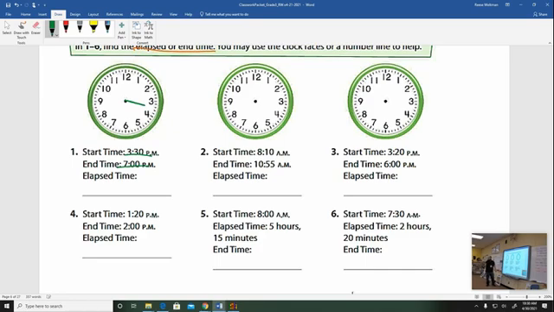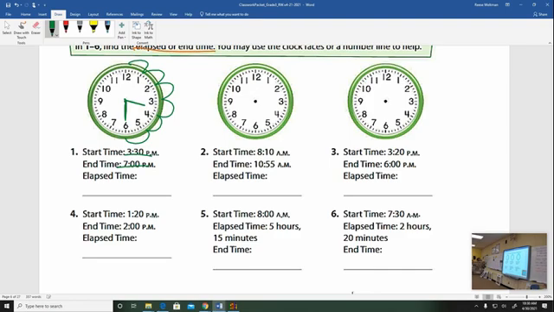For the 30 part, where do I draw the long hand? Where should that go? Skip count if you have to. On the 4? Not on the 4, because that would be 20 minutes: 5, 10, 15, 20 minutes. We want 30 minutes. Where should the long hand be? The 6. That's right, right here. 3:30.